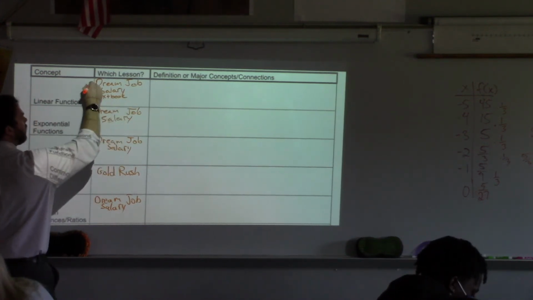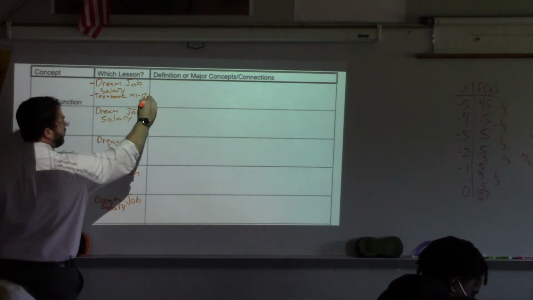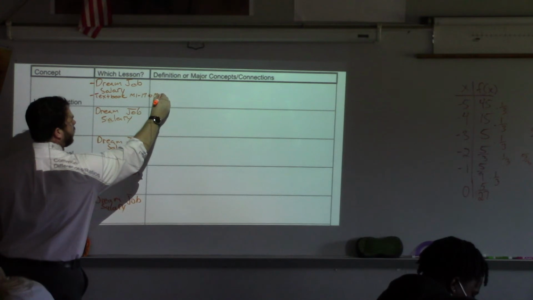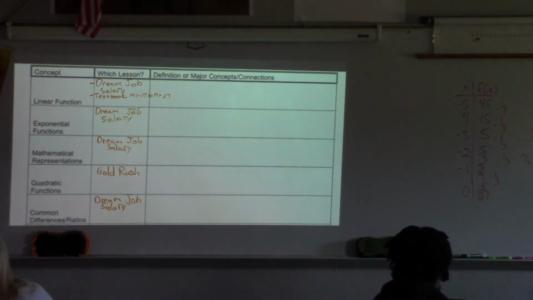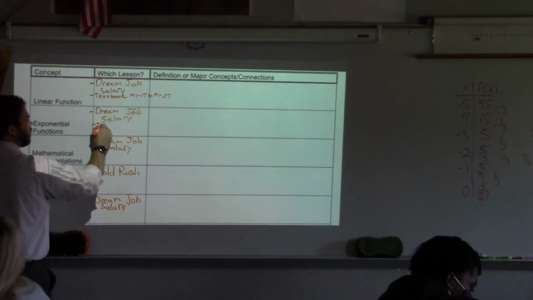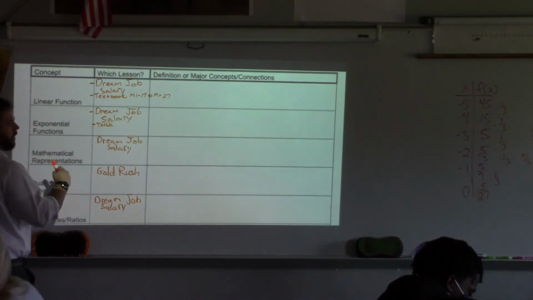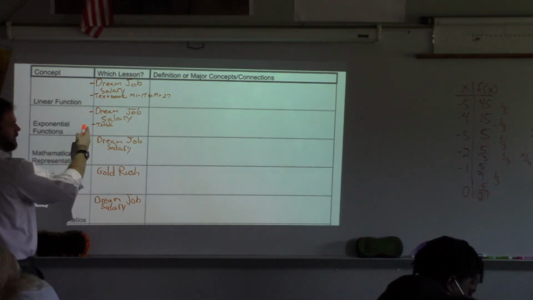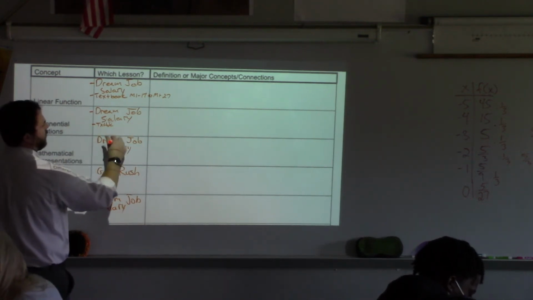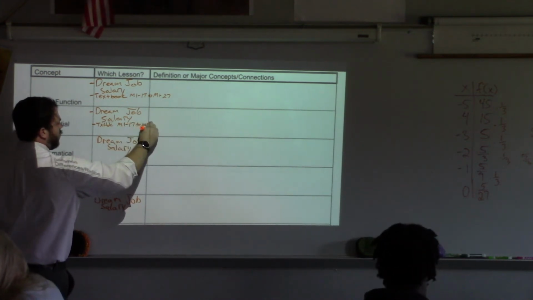So maybe put a little dash to separate them. So this is a lesson, and you can put the lesson name, or you can just write down the page numbers, right? And you can use abbreviations like that to help save space. Like if you put something like TXTBK, I know that means textbook. All right.